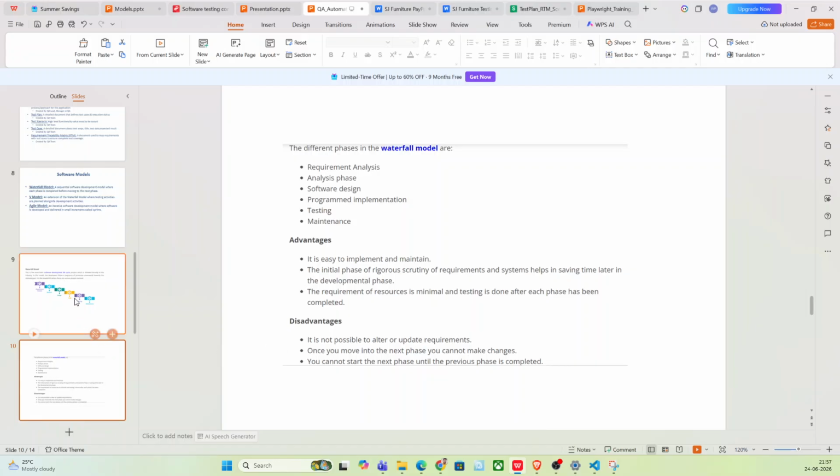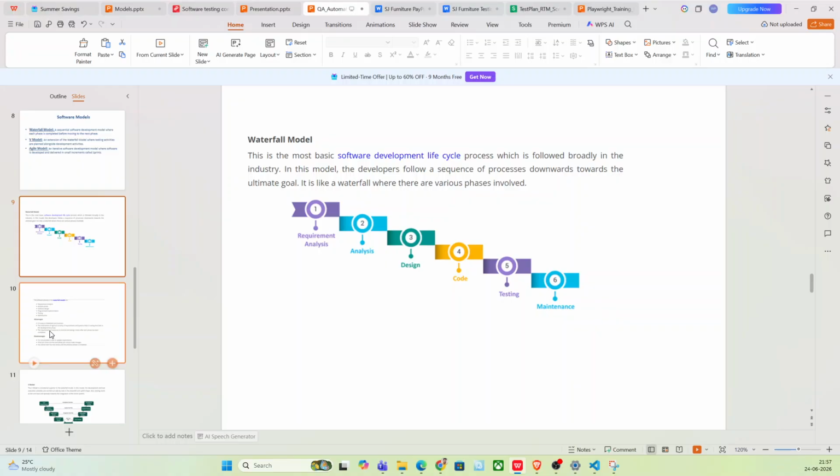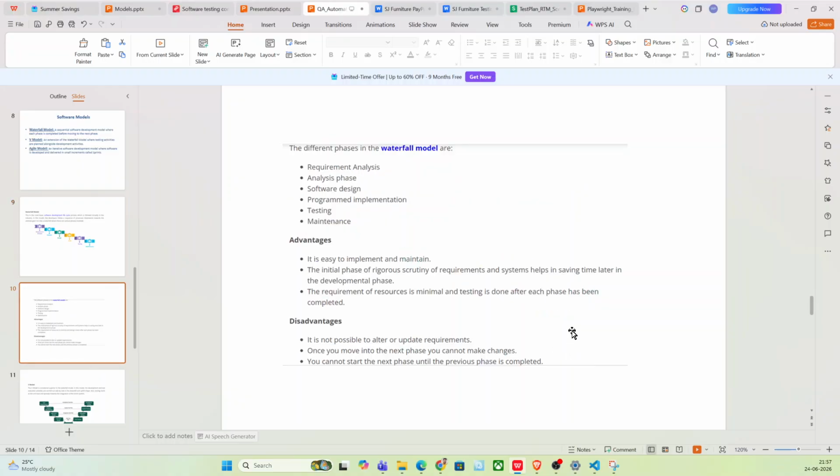Because of that, the testing activity is done at the end of the model, so people identify bugs at the later phases. So when a defect is identified, whether it is critical or not, the developer again has to put in effort to fix it, and the time is wasted, and the cost is wasted, and the effort is also wasted, right?